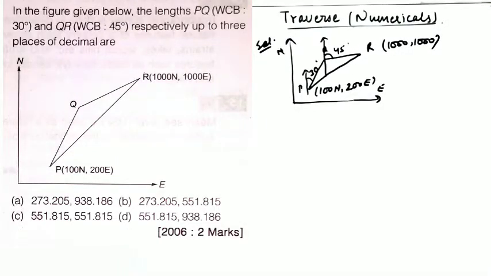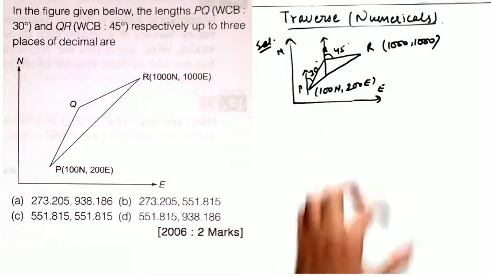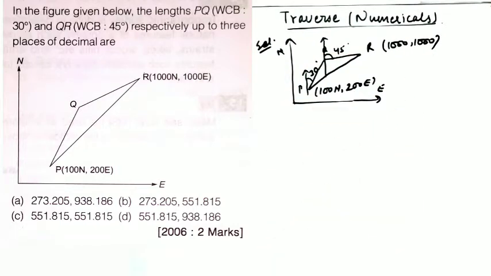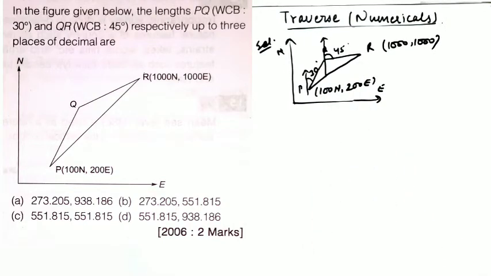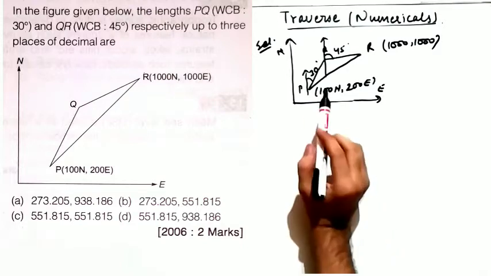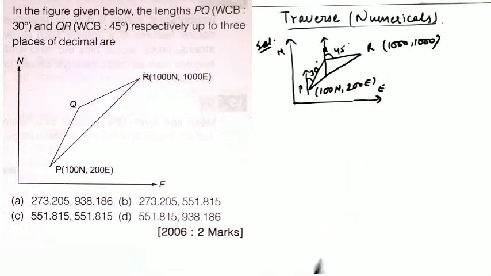In this video, we will solve a few numericals related to traverse, like latitude, departure, closing error, etc. The first question says that in the figure given below, this is PQ and this is QR. The whole circle bearing of PQ is given as 30 degrees and the whole circle bearing of QR is given as 45 degrees, measured from the north side, respectively up to 3 decimals. Now the question is asking: what is the length of PQ and QR? You are asked to calculate the length of PQ and the length of QR.